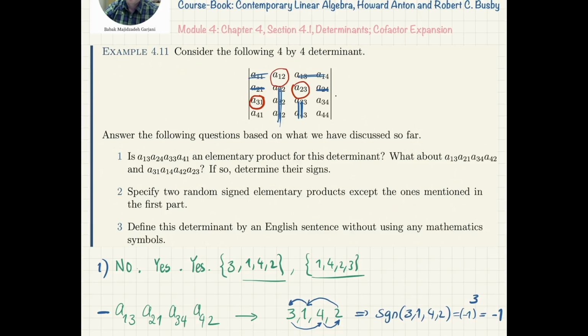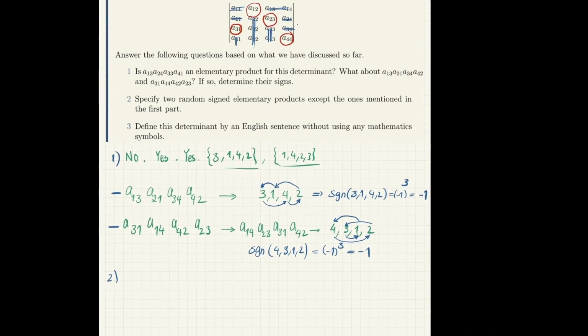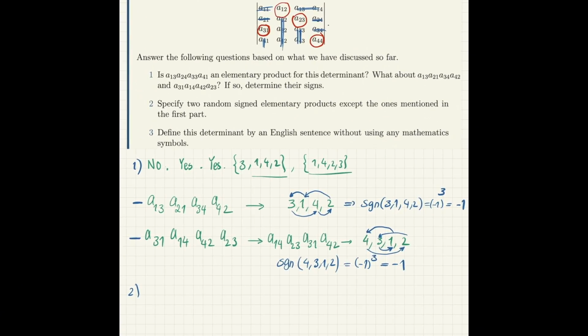As soon as I choose this one, I need to take this one away, and I also need to take that one away. And then you see that I have exactly one entry left. So this is, for example, one possible elementary product. Okay, so let me make it a little bit smaller so that I can write it here in front of your eyes. So it becomes, the first one is A12, the second one is A23, the next one is A31, and the last one is A44.